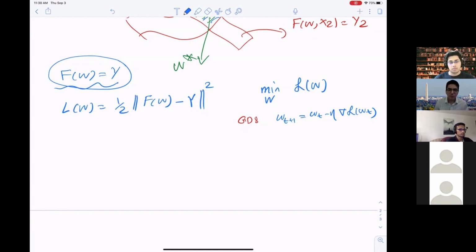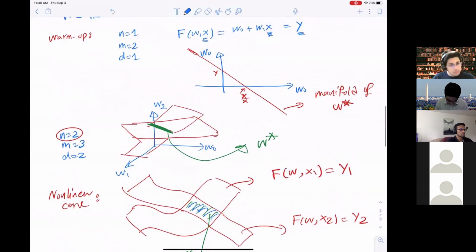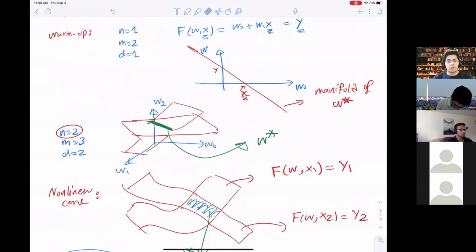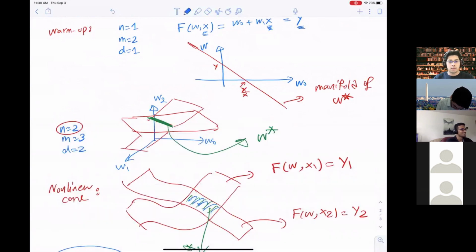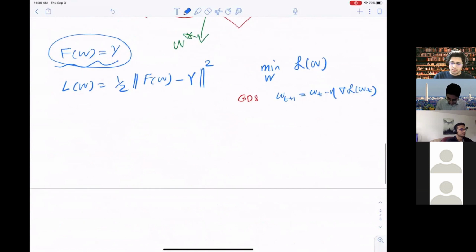Should it be W1 on one axis and W0 on the other axis? Yes. Oh, perfect. You guys are awake. That's a good sign. Okay, so let's move on.